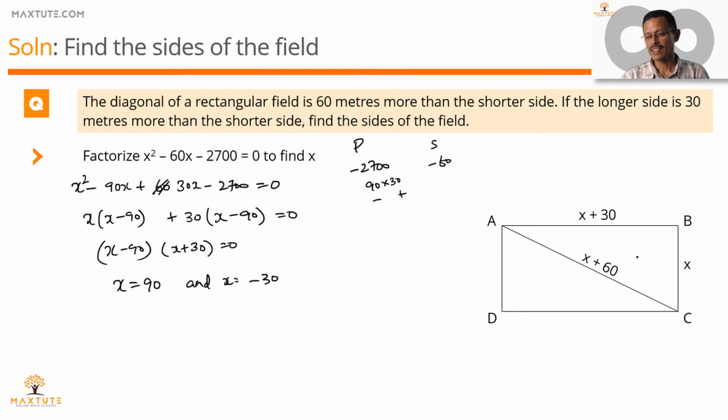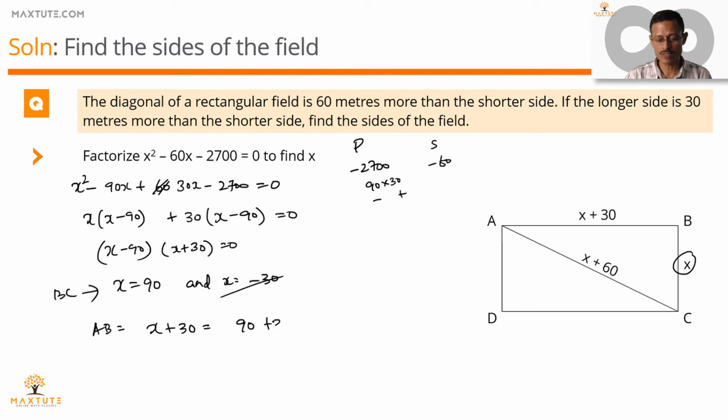What is x? x is the measure of the shorter side. Measure of sides of rectangles cannot be negative. So x cannot be equal to minus 30. So the shorter side BC measures 90. The longer side AB is equal to x plus 30. So that's going to be equal to 90 plus 30, which is equal to 120 meters. So what are the measures of the two sides? One side, the shorter one, measures 90 meters. The longer one measures 120 meters.